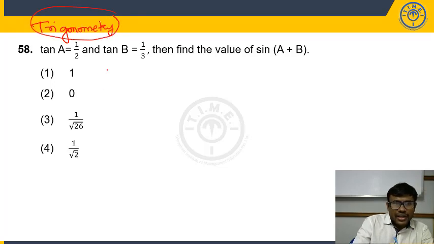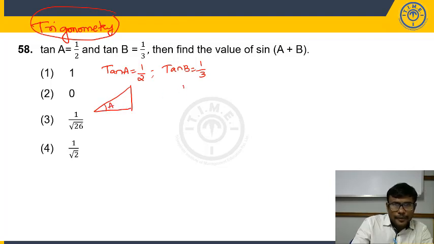So what are we given? tan A is equal to 1/2 and tan B is equal to 1/3. So let's construct two triangles with angle A and angle B. Tan A means opposite by adjacent, 1 by 2. Here it is 1 by 3. So this will be the square root of 2² + 1, which is the square root of 5. And this will be the square root of 3² + 1, that is the square root of 10.